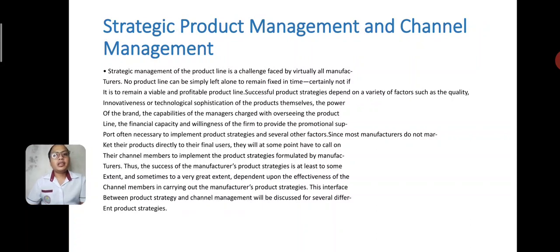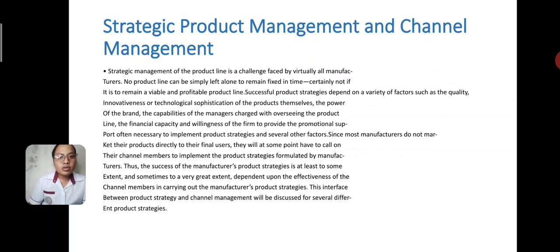Strategic product management and channel management. Strategic management of the product line is a challenge faced by virtually all manufacturers. No product line can simply be assumed to remain fixed in time. Successful product strategies depend on a variety of factors such as the quality, innovativeness, or technological sophistication of the products themselves, the power of the brand, the capabilities of the managers charged with overseeing the product line, the financial capacity and willingness of the firm to provide the promotional support necessary to implement product strategy, and several other factors.